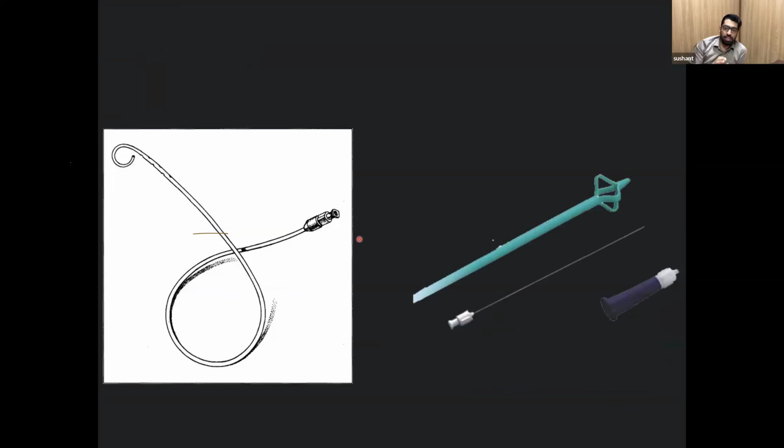So these are basically pigtail catheters. On the left side, this is the pigtail catheter. It has a pig formed at the end of the catheter. These are the Malecot catheters. Malecot catheters have been shown to provide better drainage and are more commonly used as a wider bore catheter in pancreatic collections, which are thicker.